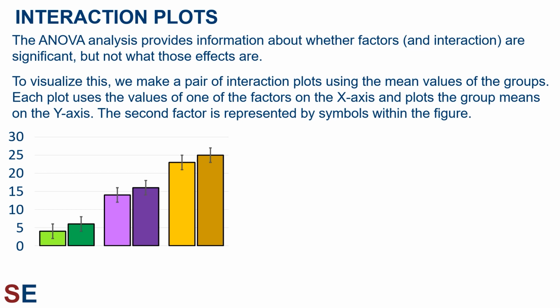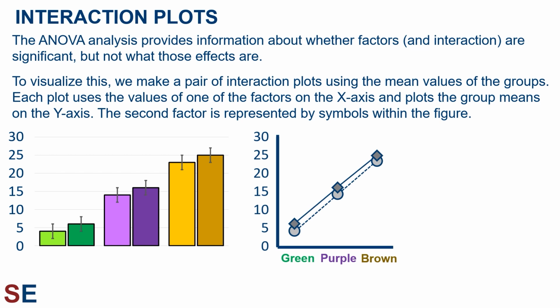So let's think about our data for the means of groups with the 3 values of the color factor and 2 values of the shade factor. The first interaction plot would put the color factor on the x-axis, and for each of these we would have 2 values, the light and dark values for the second factor shade. The values of 4 and 6 for the 2 green groups will be shown as a circle and diamond for the light and dark groups above the x-axis location for green.